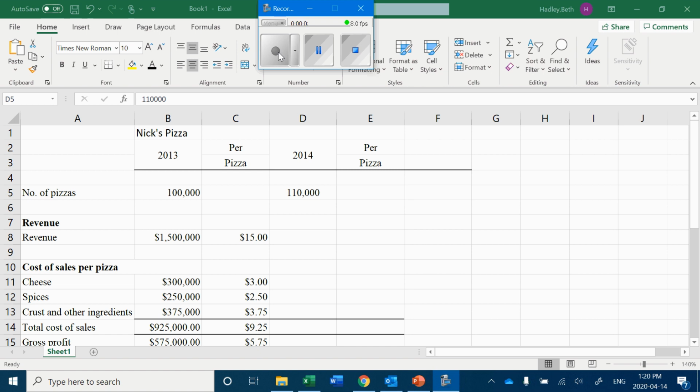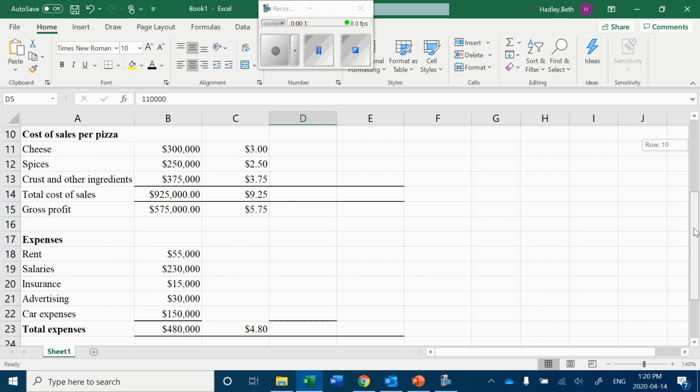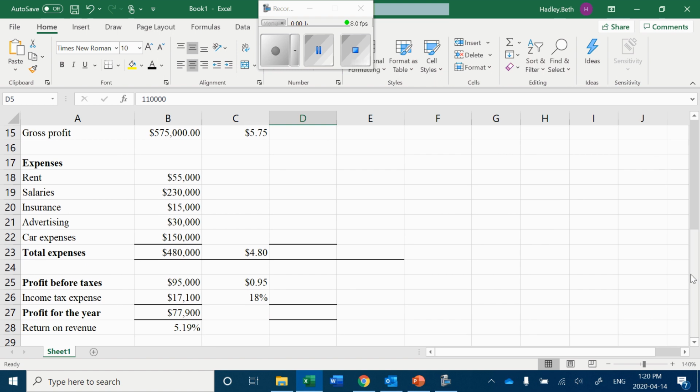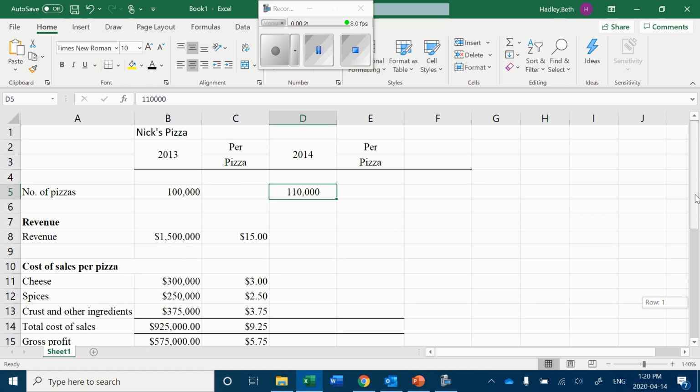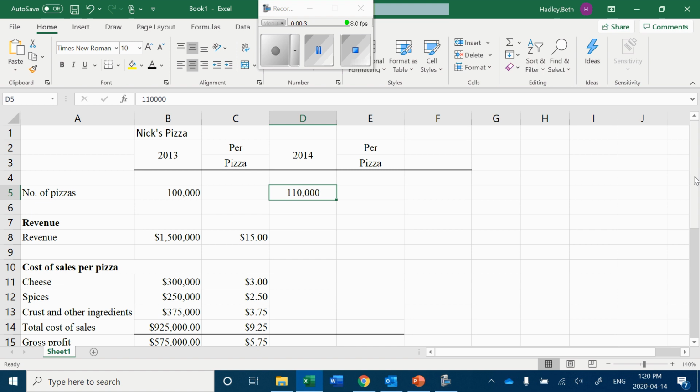Hi everyone. Okay, let's finish exercise 2. We got through the first part for the first year, coming down to return on revenue, also known as profit margin, which is 5.19% for 2013. Now let's look at the parameters for 2014.